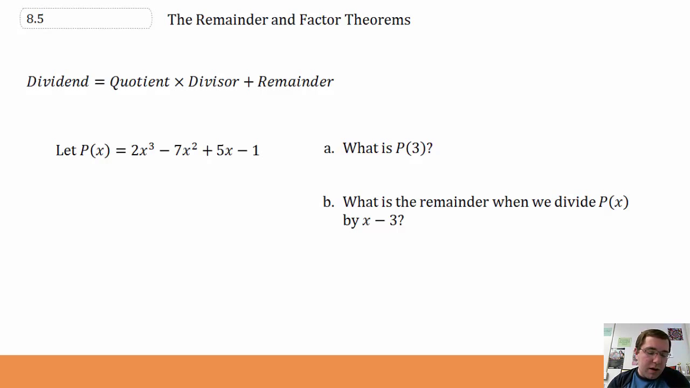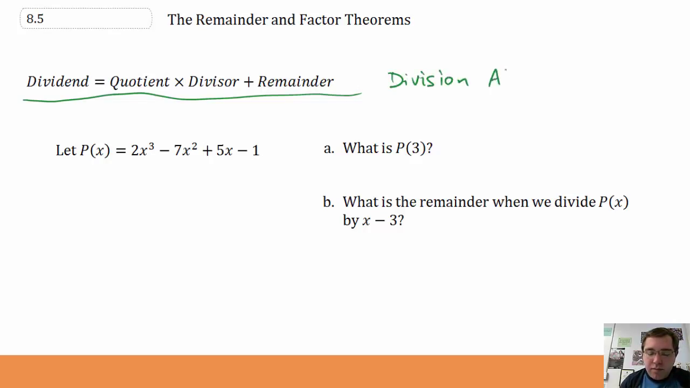To start with, this relationship that I've written here, that the dividend equals the quotient times the divisor plus the remainder, is something called the division algorithm. And it's true if you are dividing numbers or polynomials, that what we're dividing, which is the dividend, equals the quotient, which is our answer, times the divisor, what we were dividing by, plus the remainder.